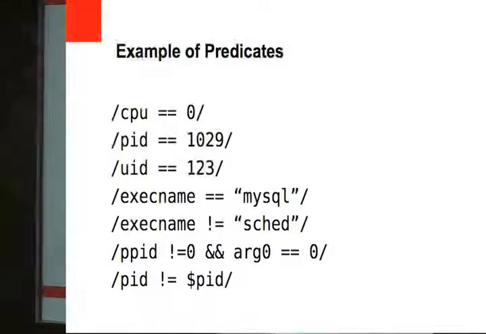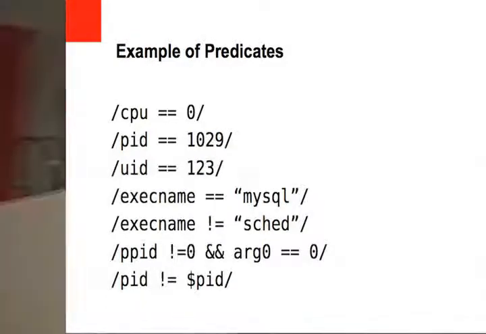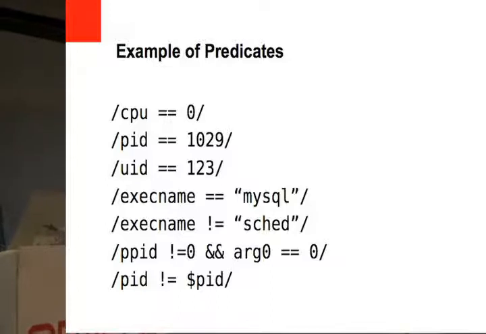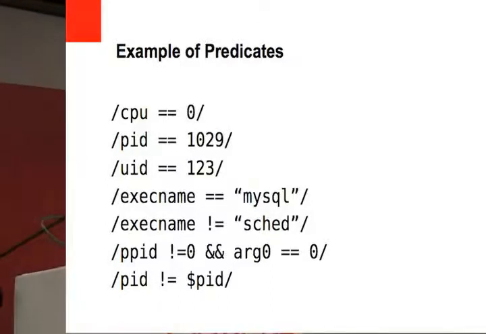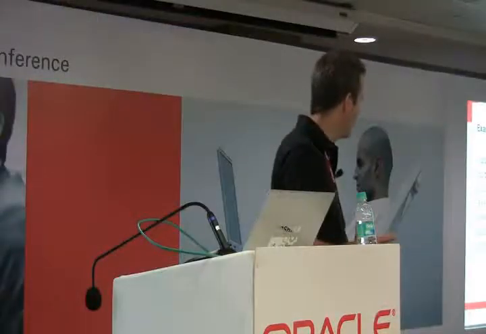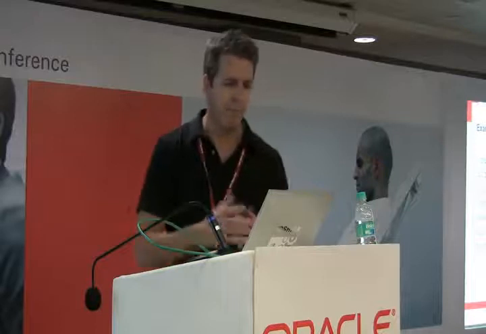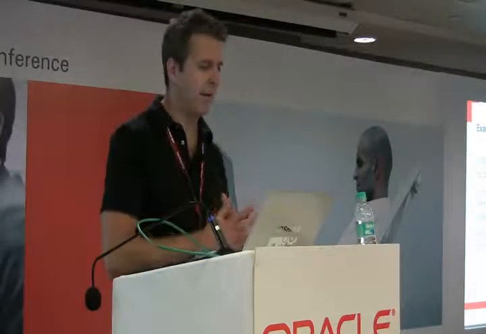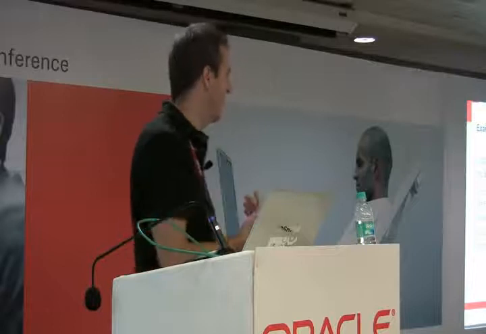So just some examples of predicates you might use. These are variables that are available to DTrace. For example, if you only want to see the activity on a given CPU, you could specify that. Or a given process ID, whether it equals or does not equal. Or a given user ID, if you want to see what Leonard's up to. You saw me use executable name. There's equals, does not equal. You could have multiple predicates with and or. And there's also variables like $PID, process ID. You can actually pass a process ID into the DScript.